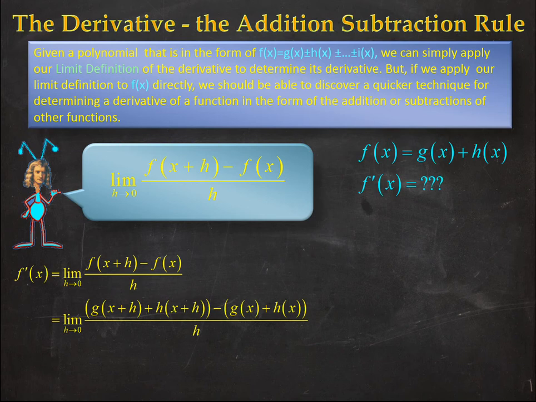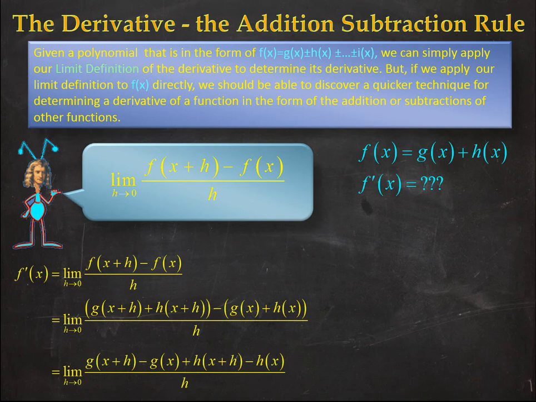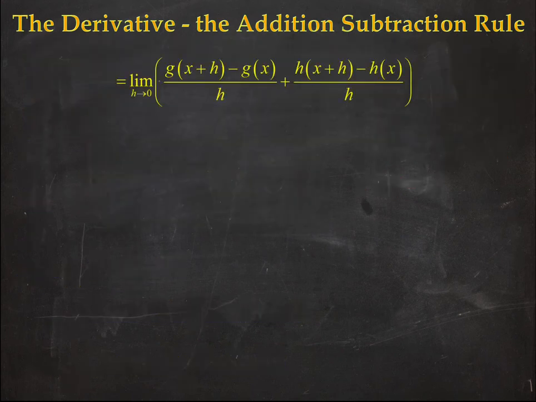Next, we'll just do some housecleaning. What I'll try to do is get the g's together and the h's together to see if there's a pattern there. So far, so good. It looks like there's something there. In fact, let me do a bit of housecleaning and maybe some working room. So I've got the limit of g of x plus h minus g of x, all over h, plus h of x plus h minus h of x, over h. And I'm going to take the limit of this beastie.